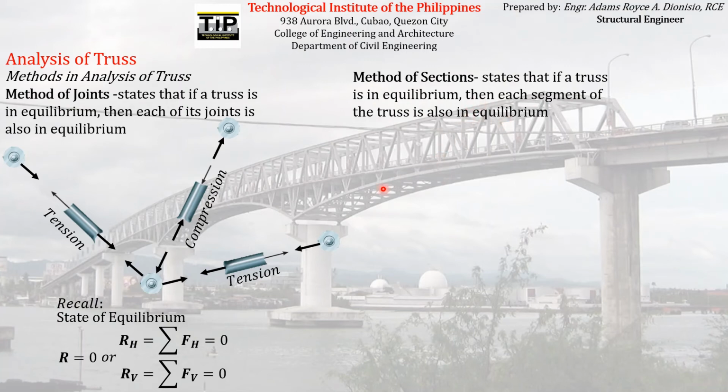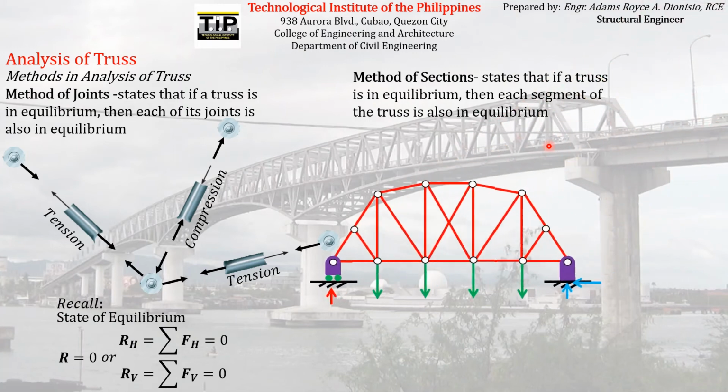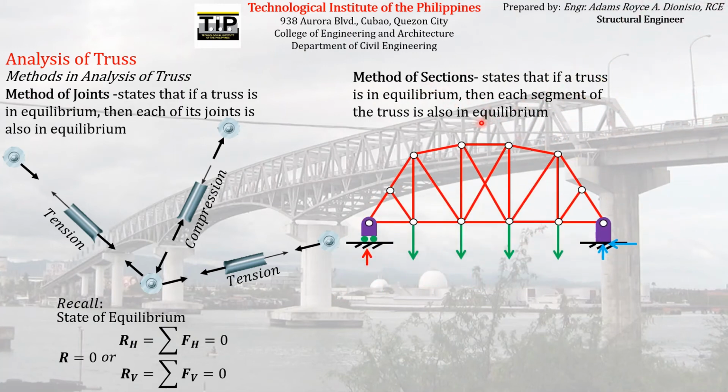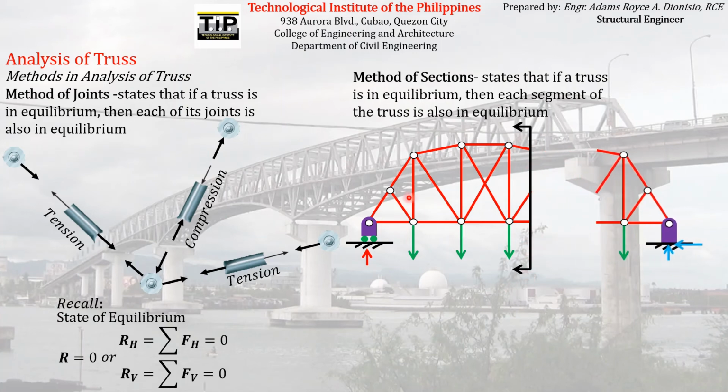Ibig sabihin, each of those segments na lalabas kapag hinati mo yung truss dapat will satisfy the three equations of equilibrium, which are summation forces horizontal, vertical, and moment. Dapat mag-equal yun sa 0. So to better explain method of sections, say for example, I have here a truss, and then iku-cut ko siya dito sa part na to. Kakatin ko siya into two segments. So, merong left segment and right segment.